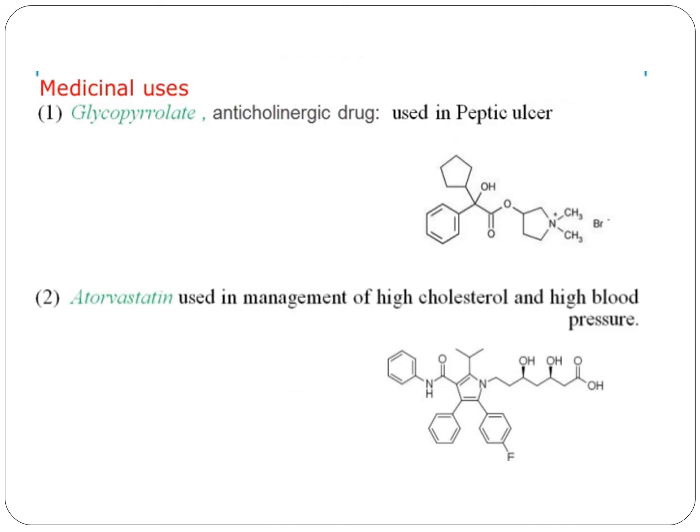For example, medicinal uses: glycopyrrolate is used as an anticholinergic drug, used in peptic ulcer. Atorvastatin is used in the management of high cholesterol and high blood pressure.